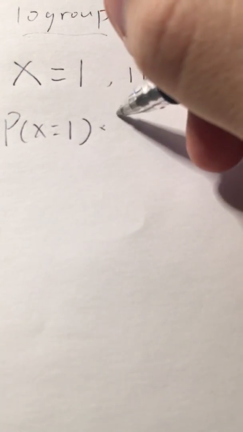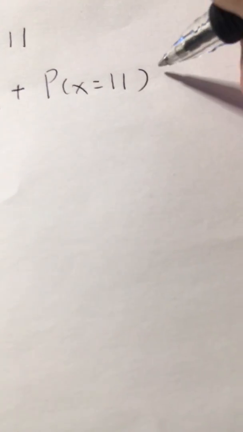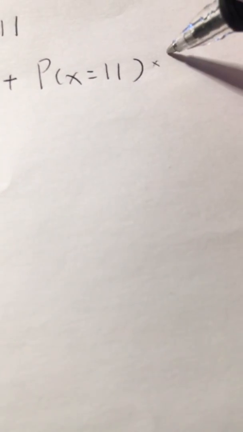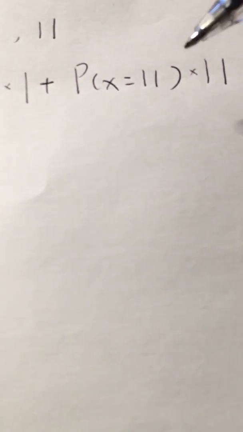So we set P(X=1) multiplied by 1, plus P(X=11) multiplied by 11. That's the average number of tests we need to do by the second method. So we need to calculate it.